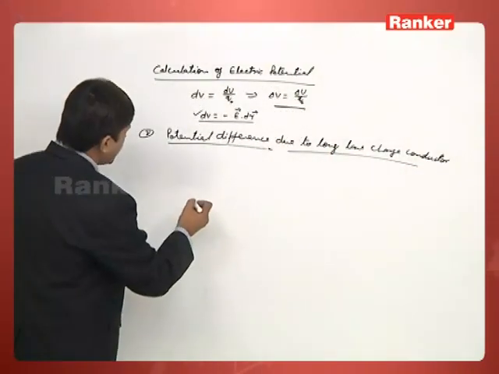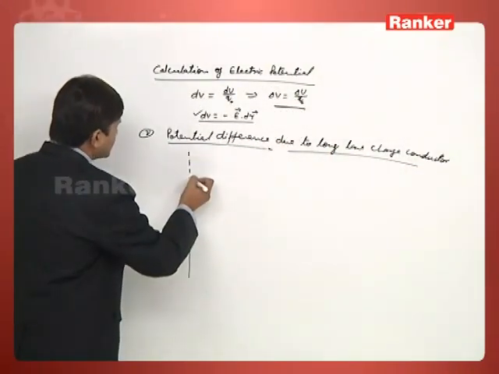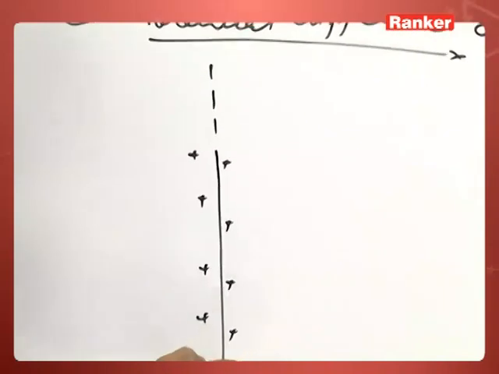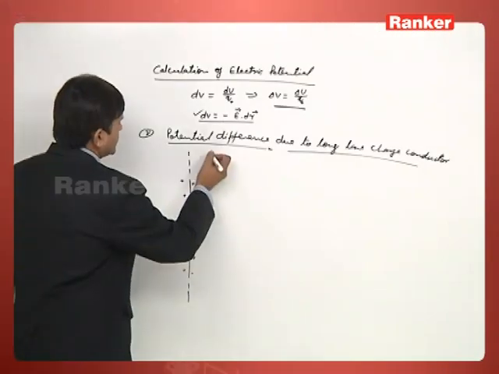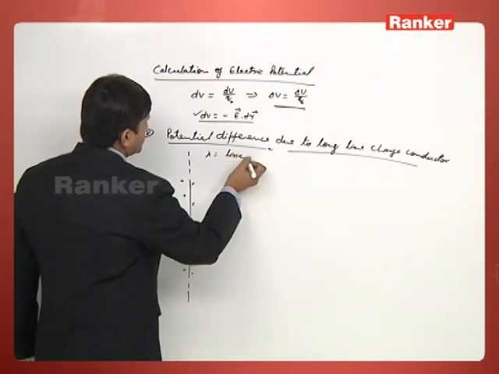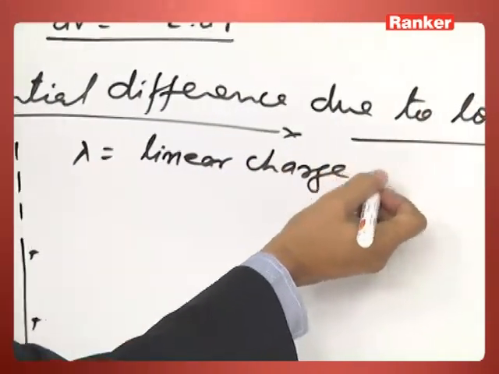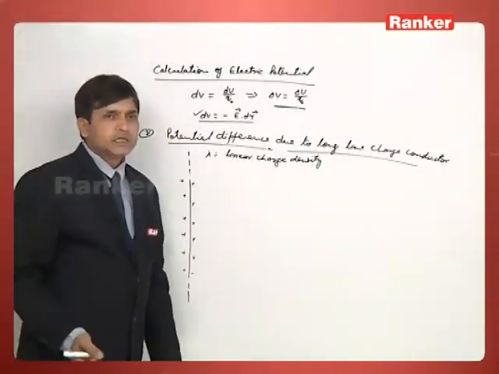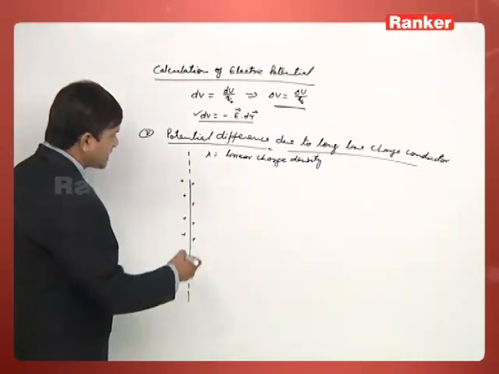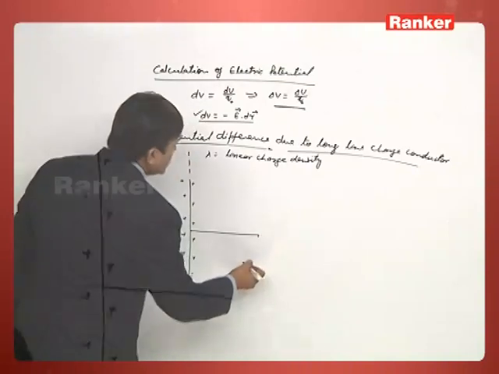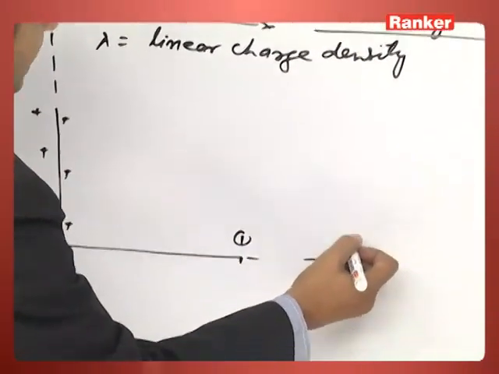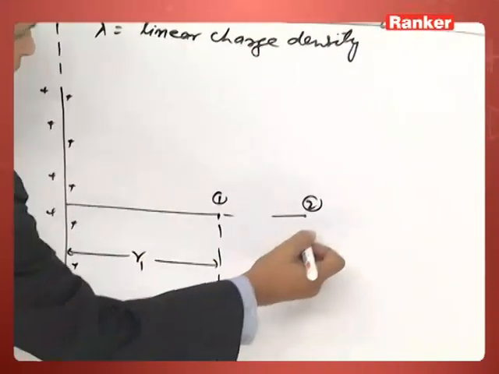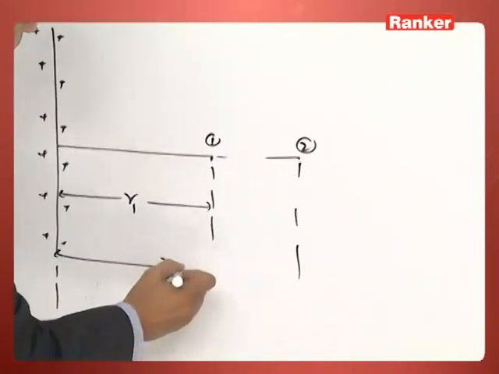So we are having a long conductor, and lambda is the linear charge density. Now due to this, if we want to find the potential difference between any 2 points, let point 1 and 2, if we want to calculate. Point 1 let at distance R1 and point 2 at a distance R2.